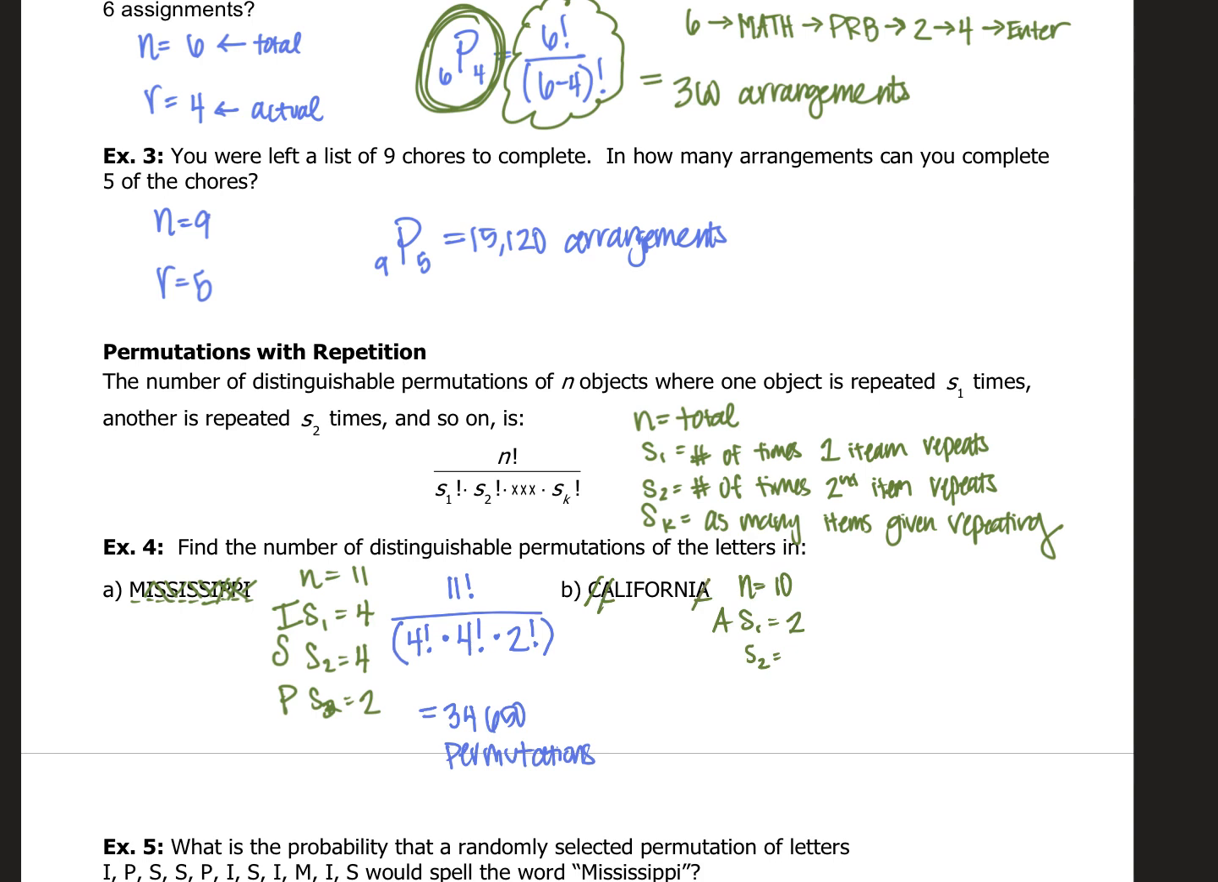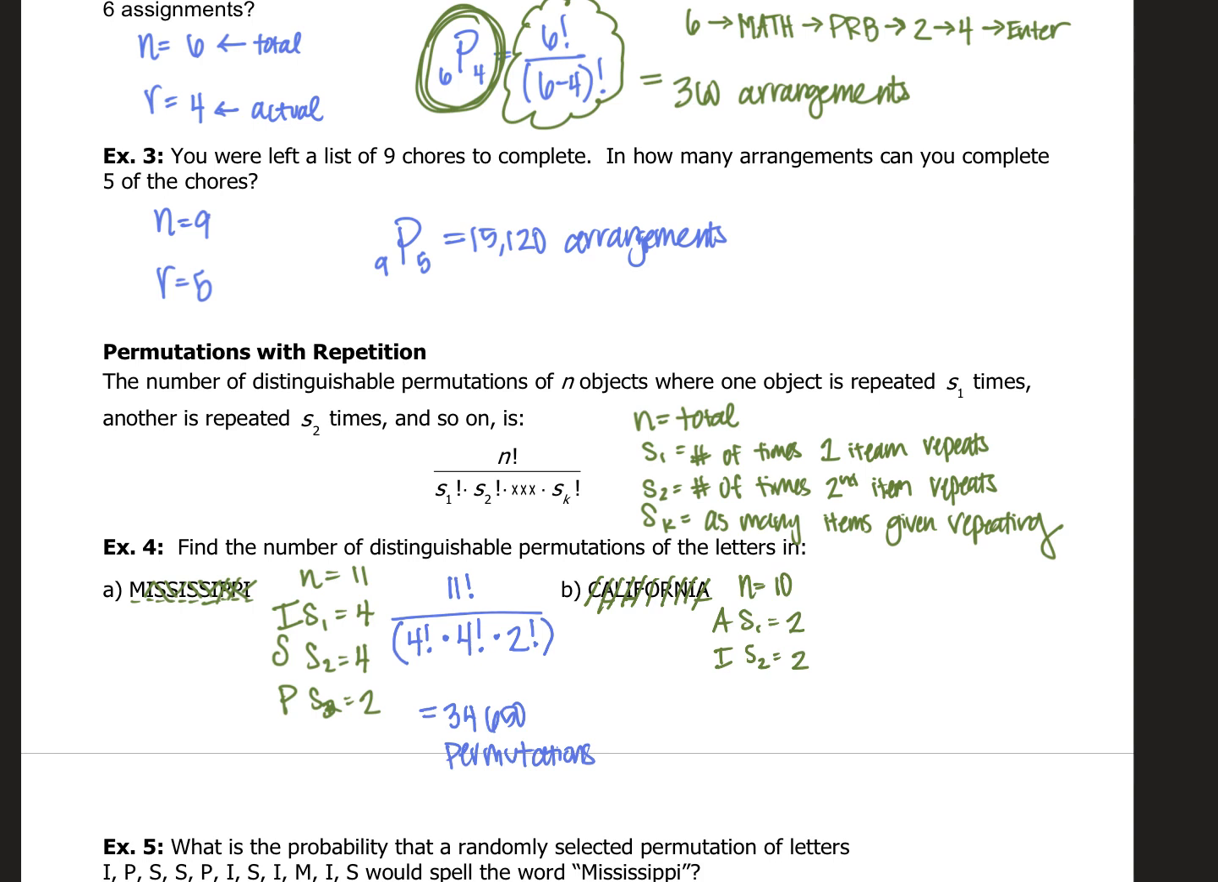Okay, so now we're done with the A's. L doesn't repeat itself. Next, I. I repeats itself, again, twice. F doesn't repeat, O doesn't, R doesn't, and N doesn't. So we only had 2 letters this time that repeated themselves.